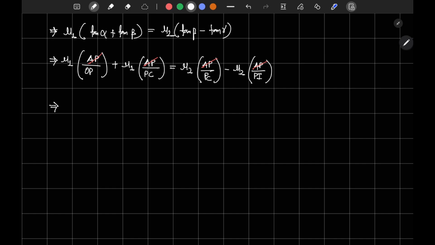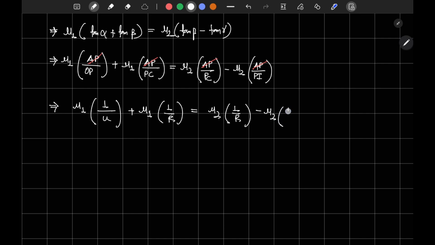So let's substitute the values directly in the equation. So we can write mu1 into 1 upon u, putting OP as u, plus mu1 into 1 upon r, because PC is equal to the radius of curvature and we are considering the radius of curvature to be r. That is equal to mu2 into 1 upon r again minus mu2 into 1 upon PI, that is v, the image distance. On solving, we have mu1 upon u plus mu2 upon v equals mu2 minus mu1 upon r.